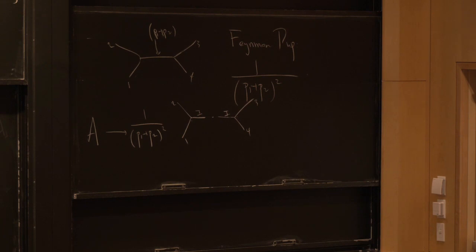We want to find a function of 4 momenta, P1, P2, P3, P4, with poles when (P1 plus P2) squared goes to 0, (P1 plus P3) squared goes to 0, (P2 plus P3) squared goes to 0, such that when you sit on any one of those poles, the residue is the product of the 3 particle amplitudes for the channels on the opposite side.